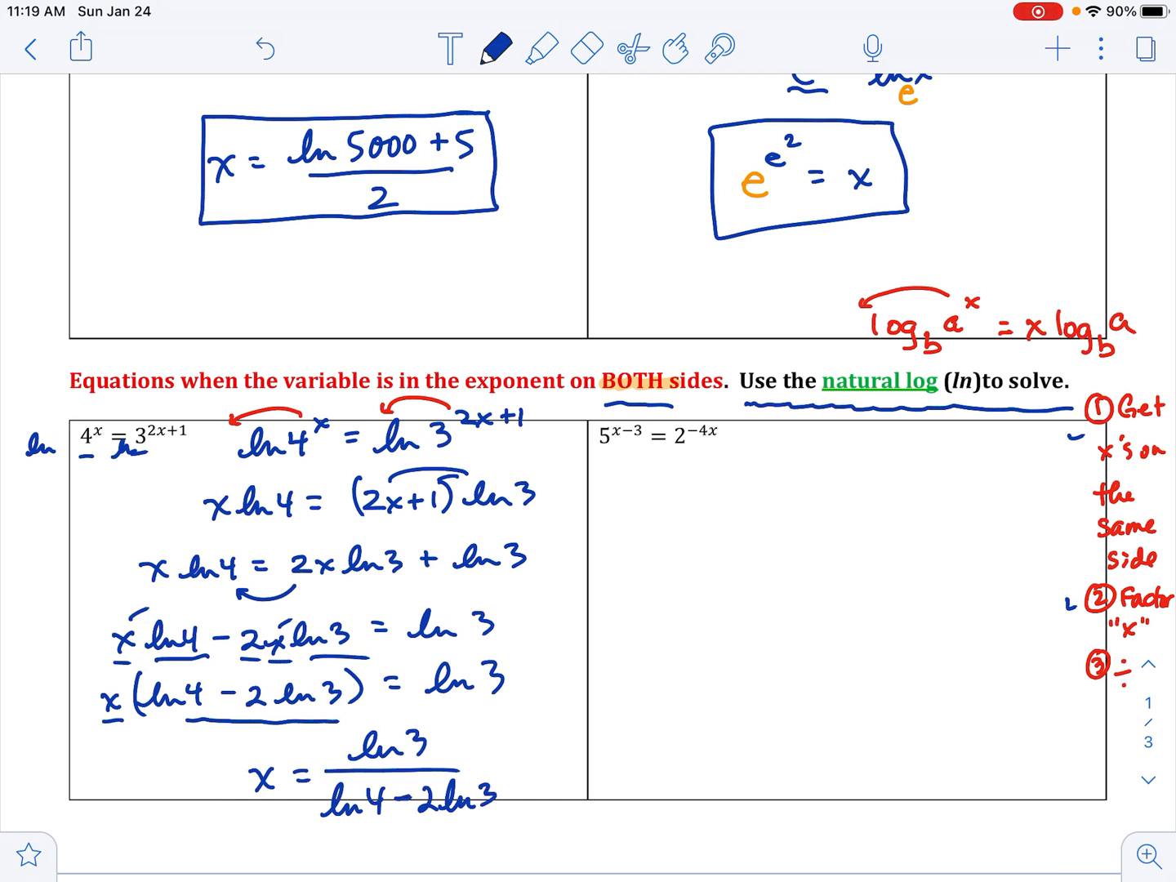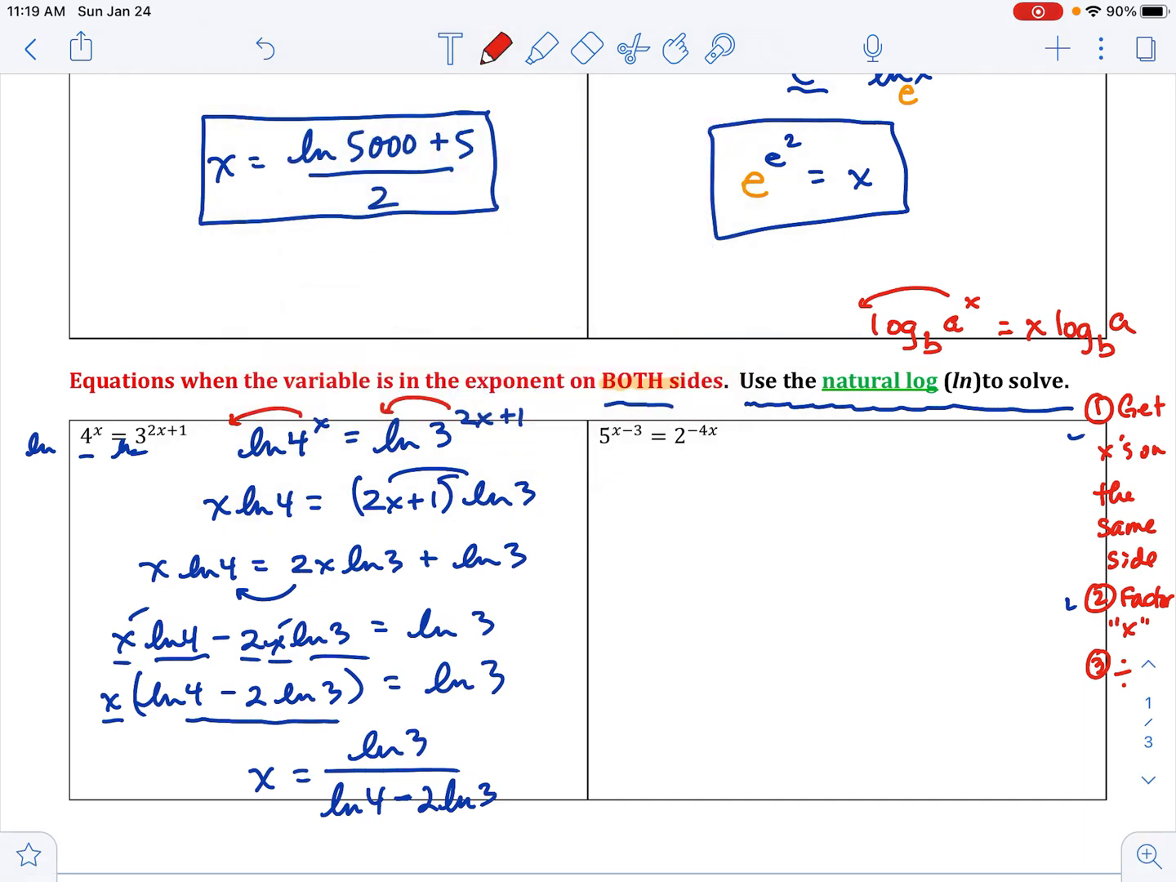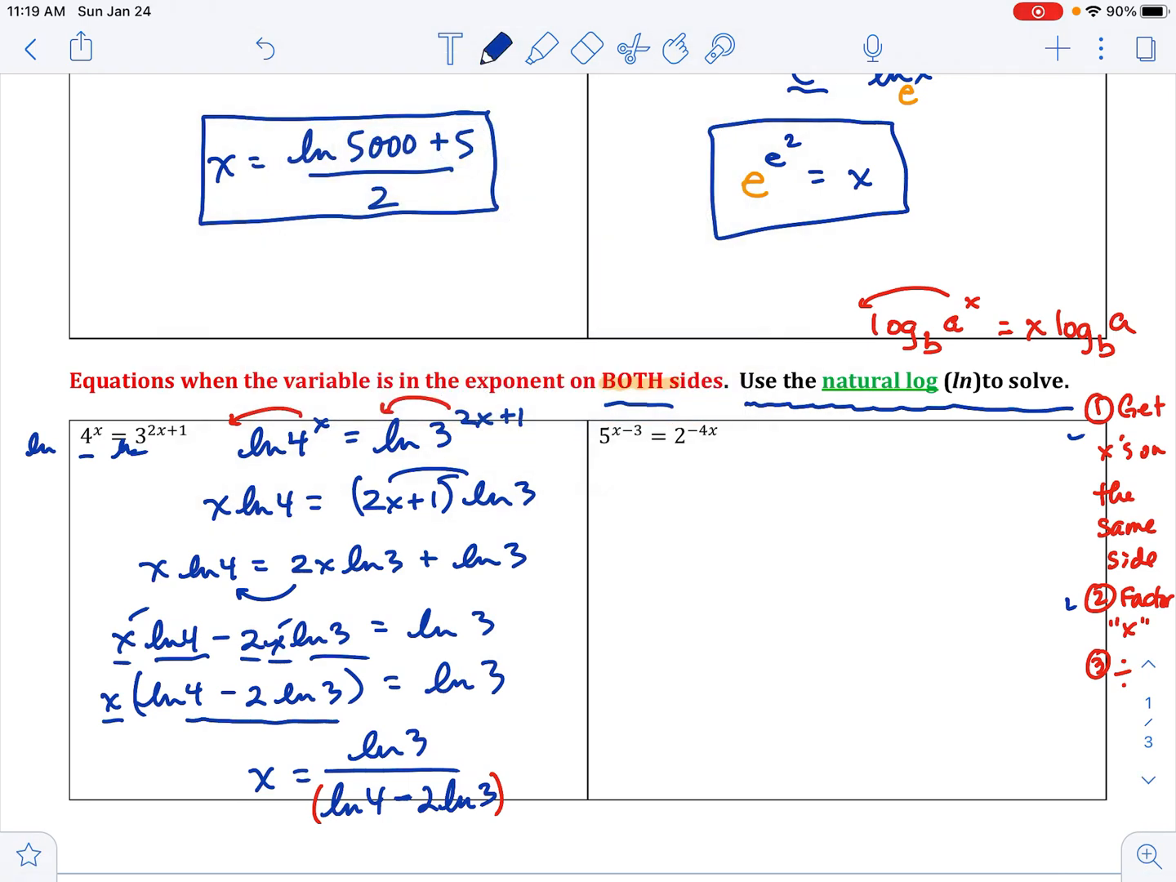Okay? All right, one thing that I don't want you to do is please do not cancel the ln 3s. Reminder that when you have pluses and minuses above and below a fraction, these are like a married couple, okay? They get canceled together, okay? So we cannot cancel out those ln 3s. All right, second one here, it's pretty much the same thing. I'll just go through it again just so that you see it.